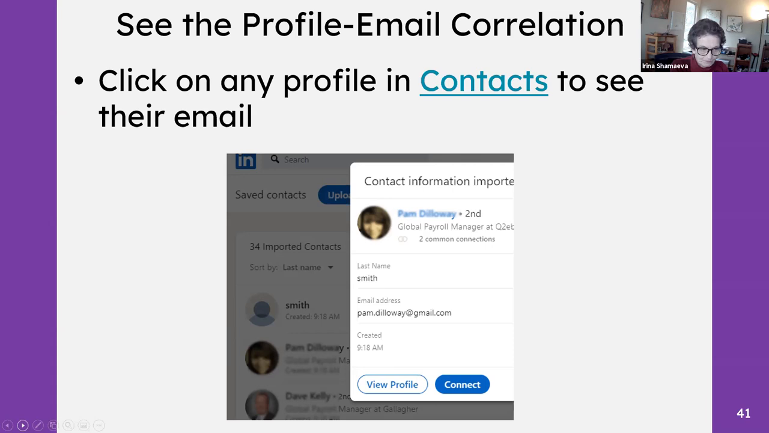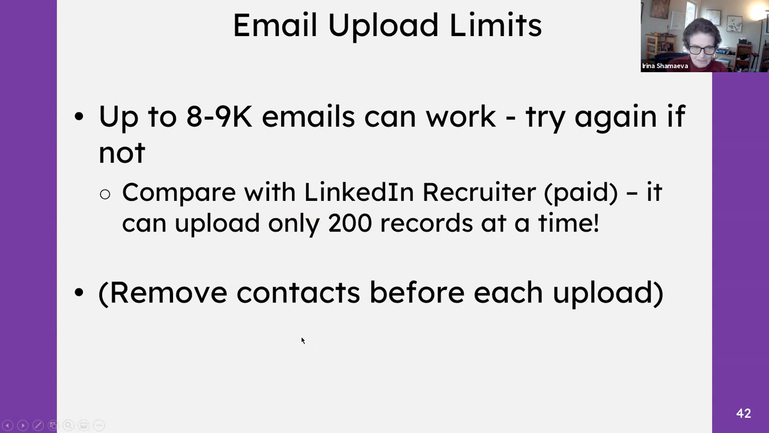Now, the screen I was showing had about 30, but in fact, you can upload huge lists. I was able to upload 8, 9K emails. Sometimes it doesn't work, repeat it. And you can verify huge lists in one shot. Now the paid account LinkedIn Recruiter allows you to cross-reference 200 at a time. Remove contacts before each upload. I believe the total number of contacts tops at 10K. You don't need them, remove and upload your new lists.